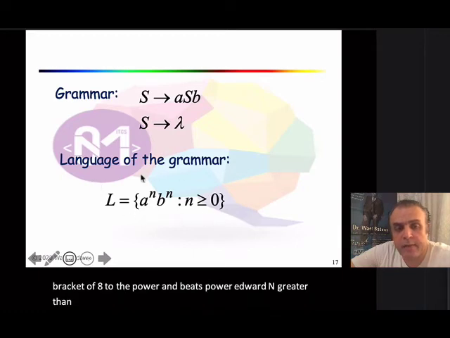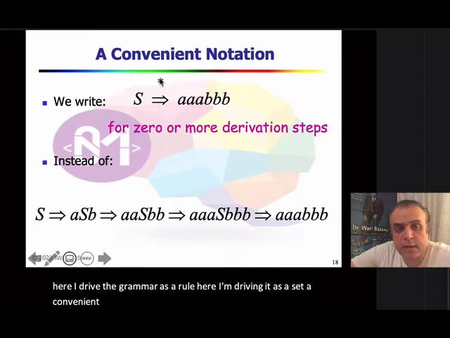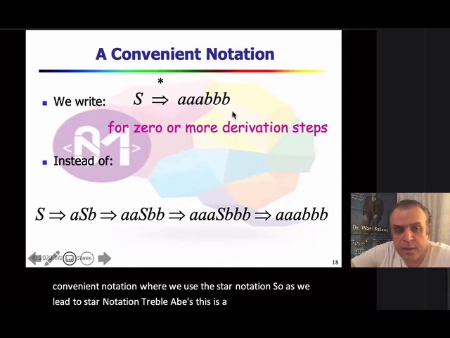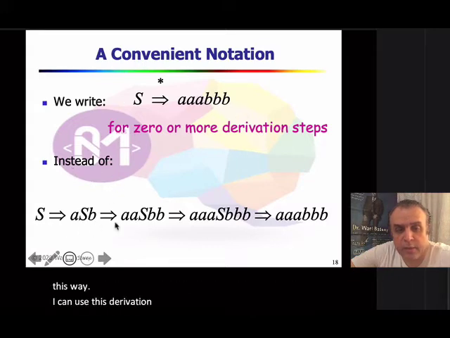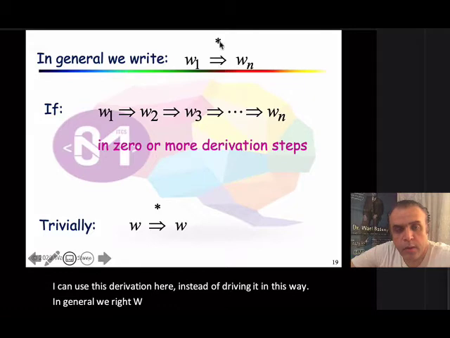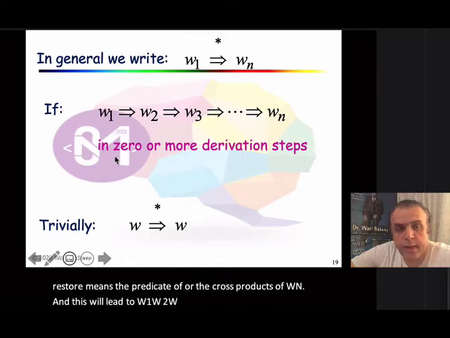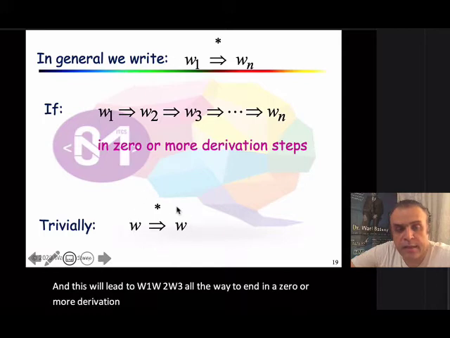So this notation can define it as a set. So in the top here, I derive the grammar as a rule. Here I'm deriving it as a set. A convenient notation where we use the star notation, so S will lead to star, AAABBB, is a valid derivation. So in this way, I can use this derivation here instead of deriving it in this way. In general, we write W1 leads to star Wn, where star means the closure, and this will lead from W1, W2, W3 all the way till Wn in 0 or more derivation steps, and trivially W derives W.